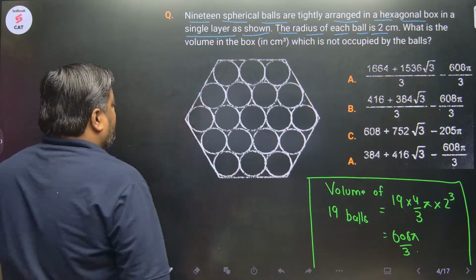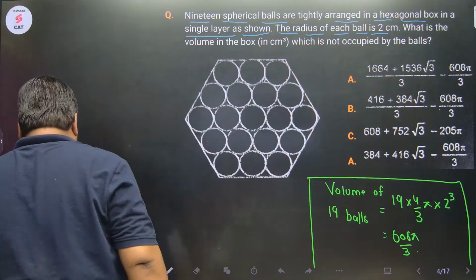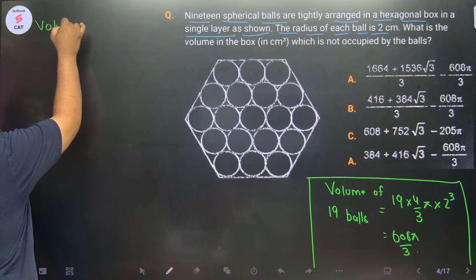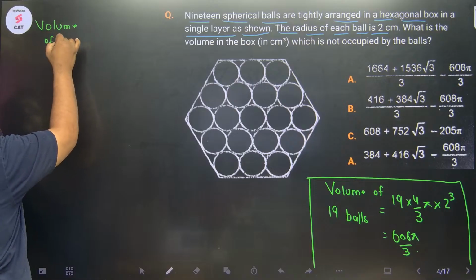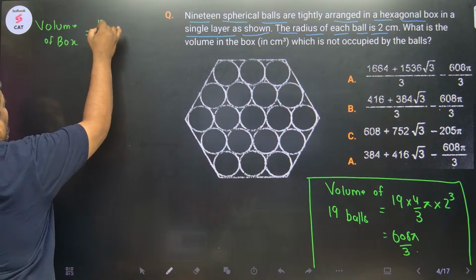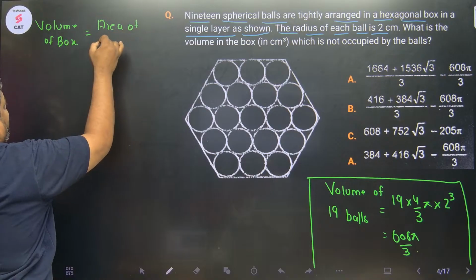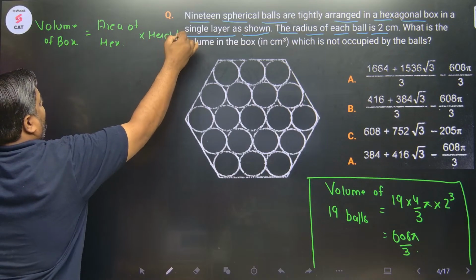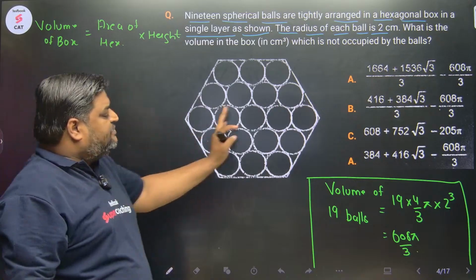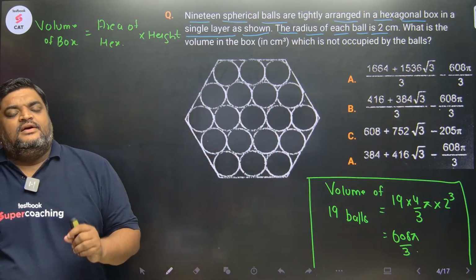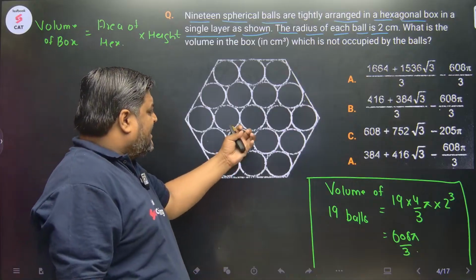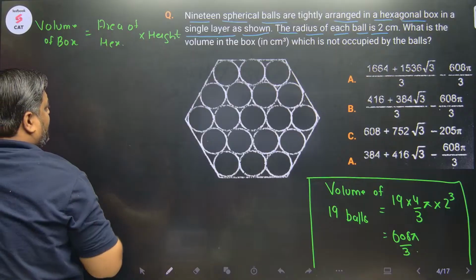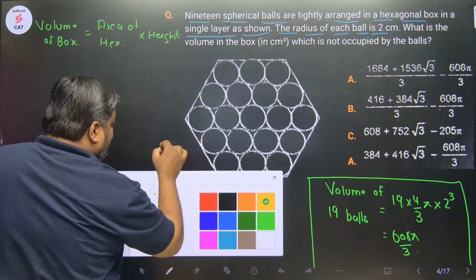Let's move ahead. Now I have to find the volume of this box. What is the volume of the box? Volume of box is equal to area of hexagon into height. Right? Volume of this box is area of the hexagon into height. What is the height, sir? Height is the diameter of a spherical ball. So I know that the height is 4. Height is sorted. I know that the height of this thing is 4.